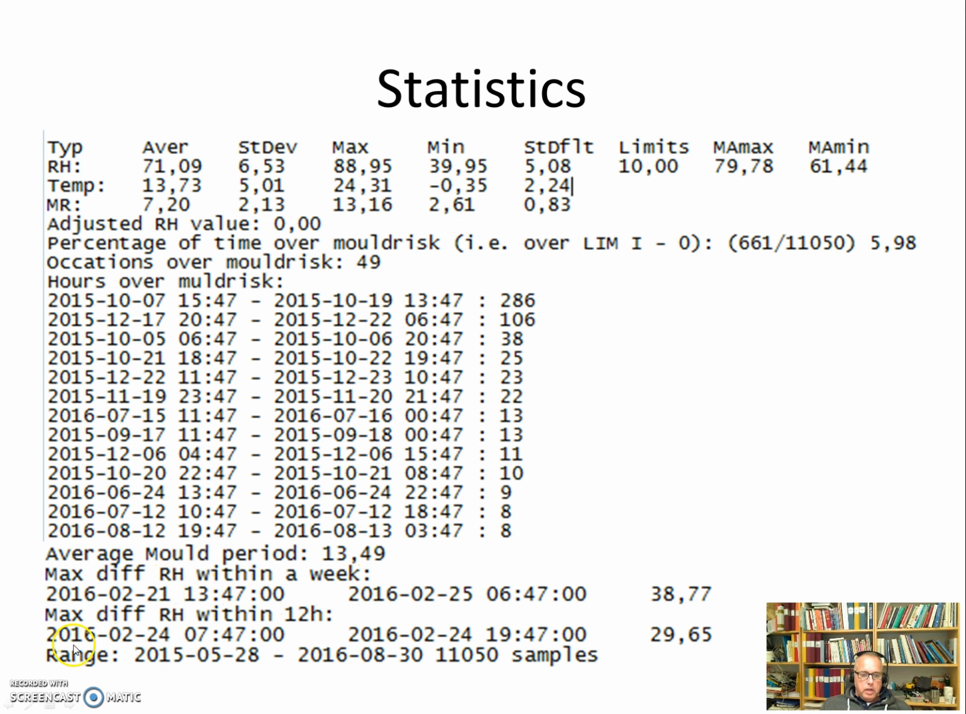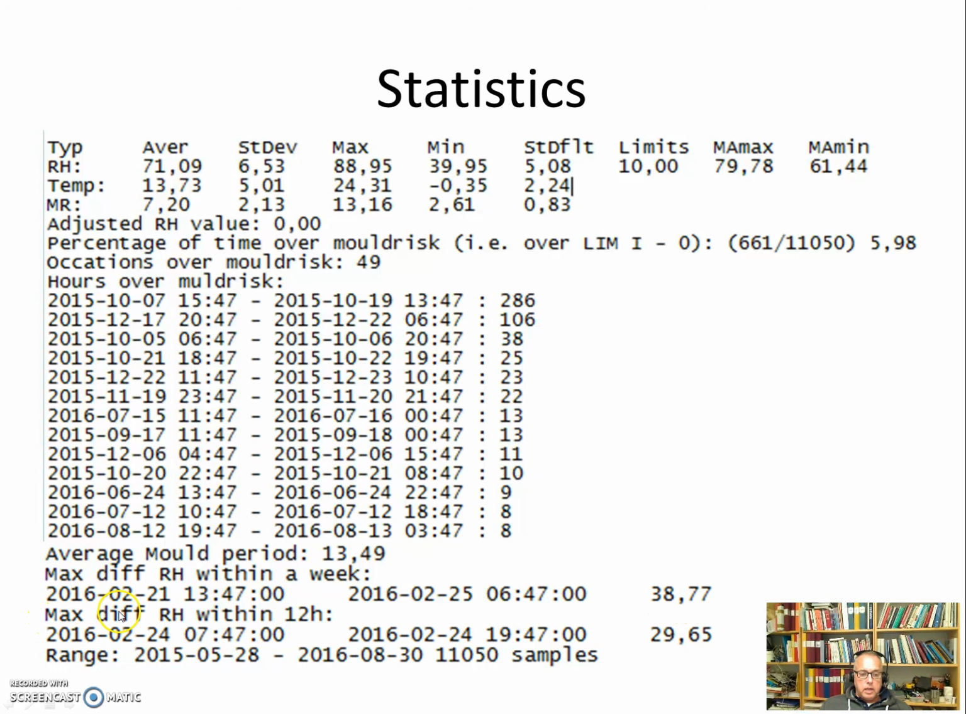And finally we have the maximum difference in relative humidity within a week. It was between the 21st of February 2016 and the 25th of February 2016, and the maximum difference was 38.7% relative humidity.